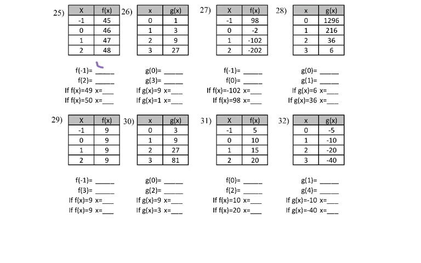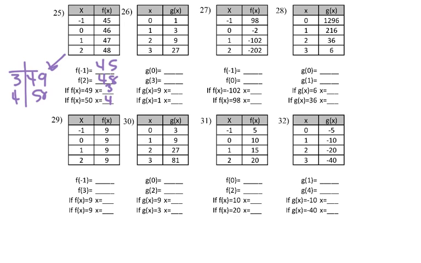So g of negative 1 is 45. g of 2 is 48, 49, and 50. Well, if we were to continue that, right, it would be 49 and 50 for 3 and 4. So they tried to trick us here into having to understand the pattern in order to finish it.